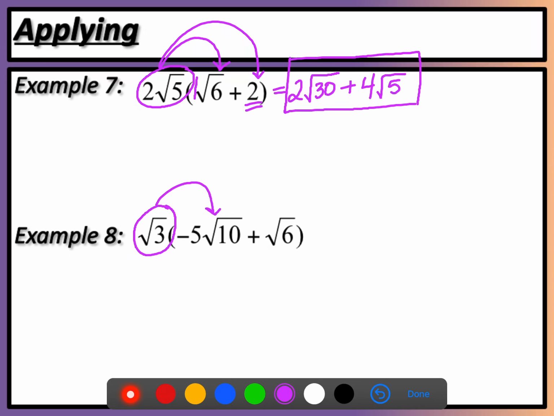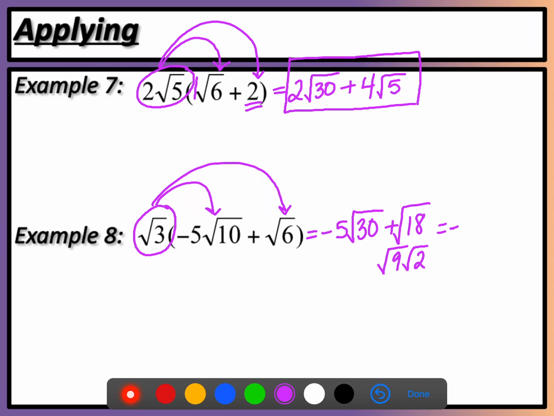Okay, so root 3 is on the inside. The negative 5 is out. That stays where it is. Okay, and we get 30 inside the radical, 3 times 10. And then we bring it to the 6. Both of those inside, so they can be multiplied, and we get 18. All right, 18 splits 9 and 2.